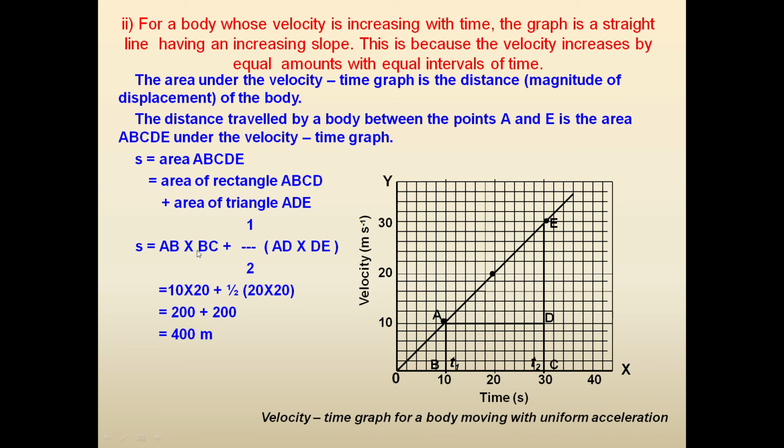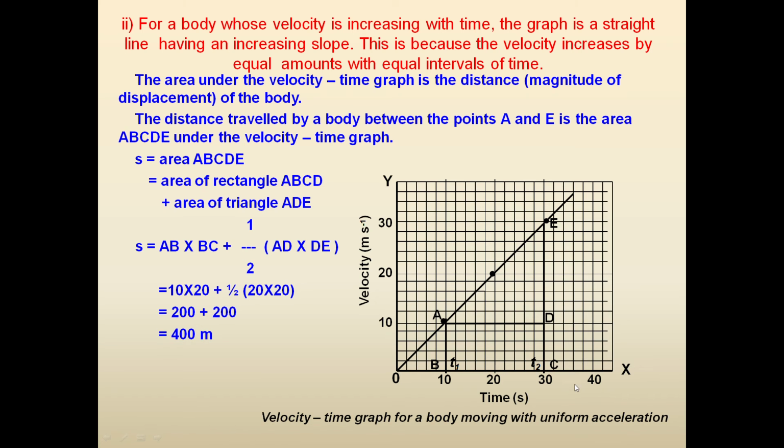So let us write the area of rectangle. The area of rectangle is AB into BC. See here, this is AB and here it is BC. So again we have length into breadth. So AB into BC will be 10 into 20. AB is 10. Now see here carefully. AB is 10 and BC will be 20.